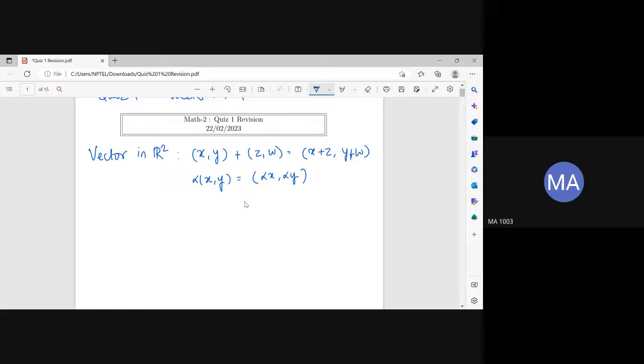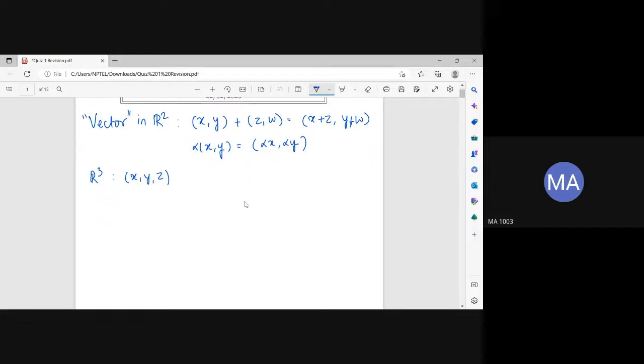By vector, we mean that they are elements of a vector space. Now that you know R2 is a vector space, they are all elements of a vector space and hence they are called vectors. Similarly, in R3, we have vectors with 3 components. Again, addition is component-wise and scalar multiplication is component-wise. Okay, and then we have matrices.